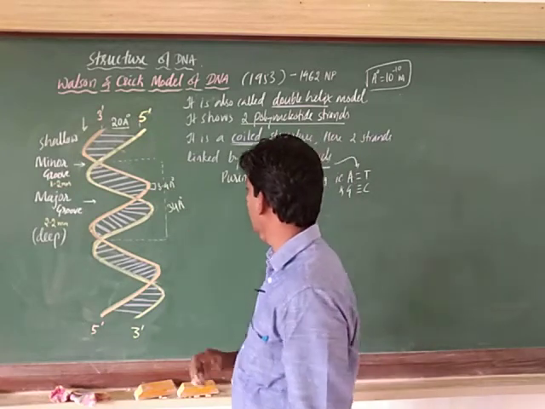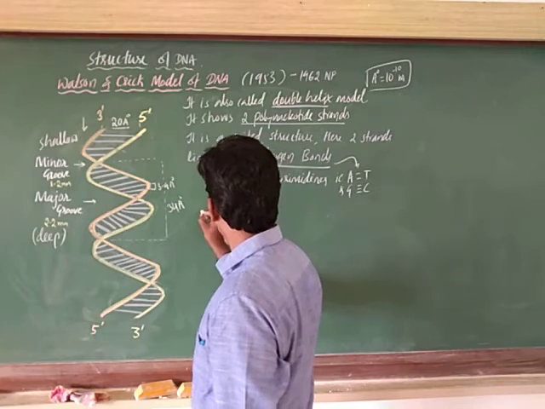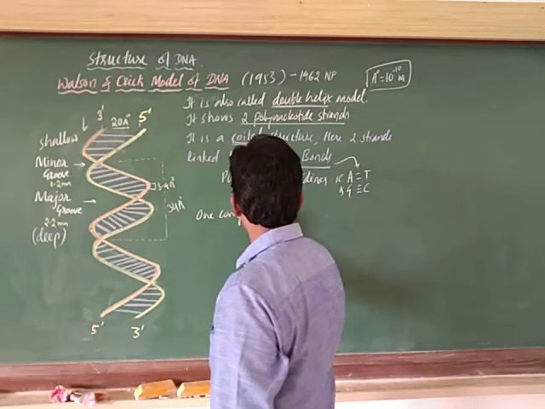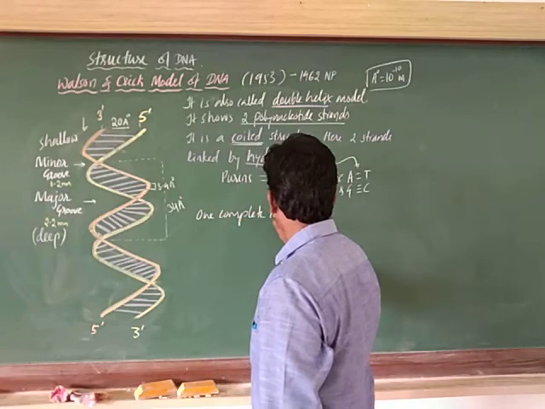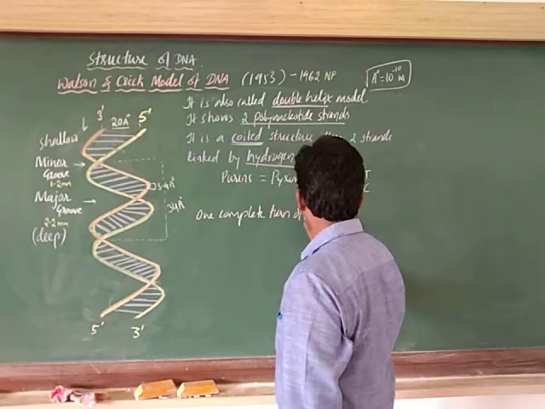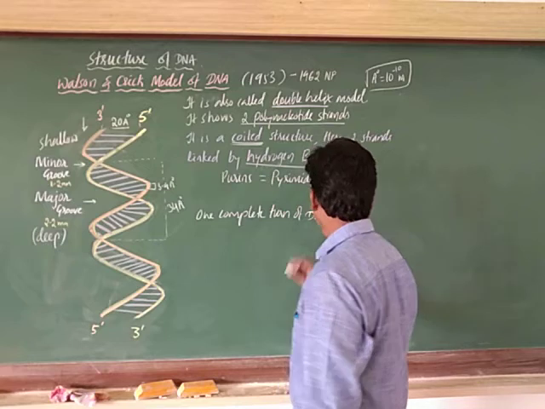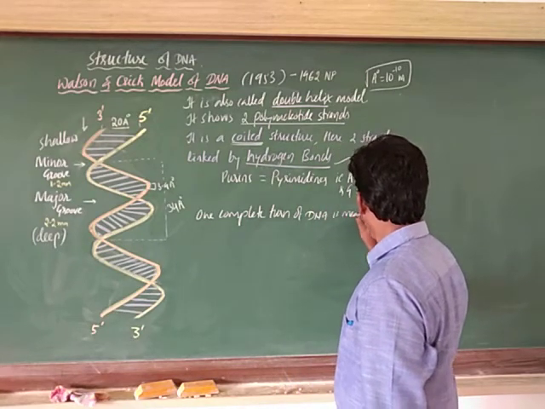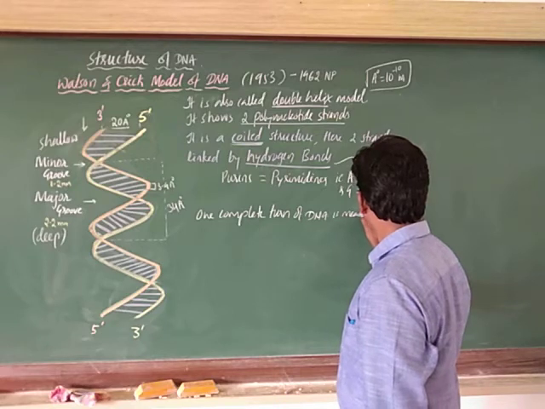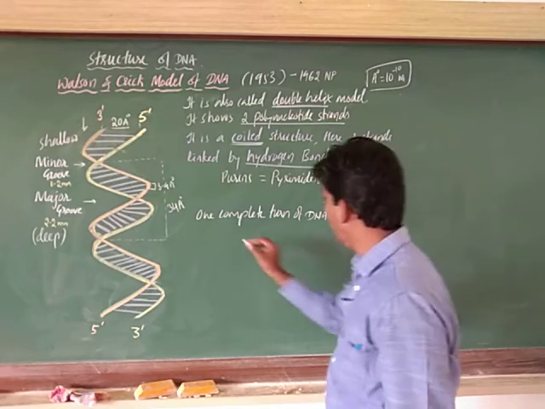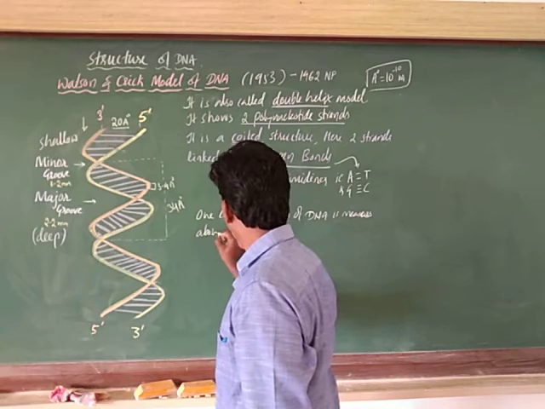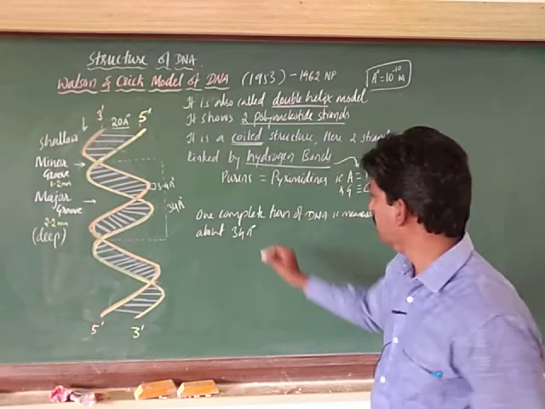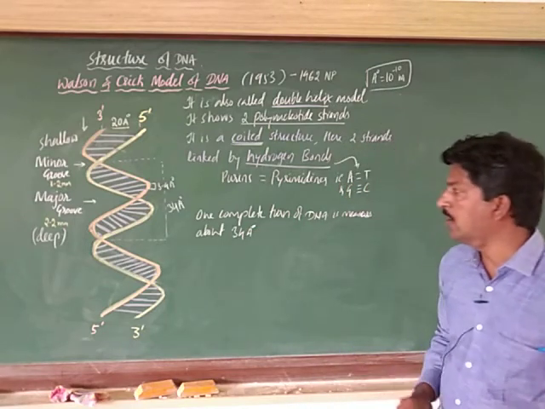One complete turn of DNA measures about 34 angstrom units.